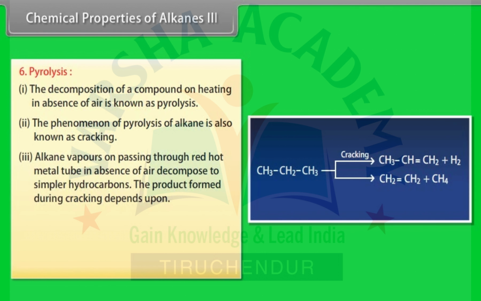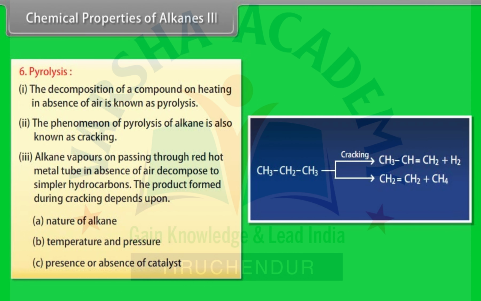Number 3. Alkane vapors on passing through a red-hot metal tube in the absence of air decompose to simpler hydrocarbons. The products formed during cracking depend upon: A. Nature of the alkane, B. Temperature and pressure, C. Presence or absence of a catalyst. Here is an example of cracking.